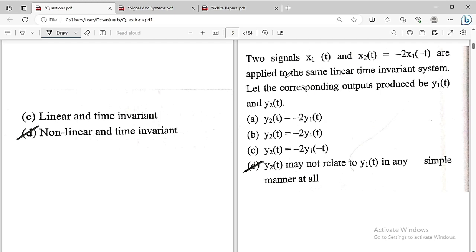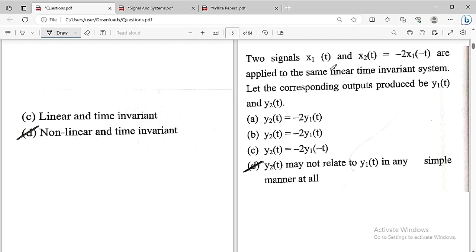See the question here. Two signals x1 of t and x2 of t, where x2 of t is equal to minus 2 into x1 of minus t, are applied to the same linear time invariant system. Let the corresponding outputs produced be y1 of t and y2 of t. Then what is the relation between them? We need to figure out.